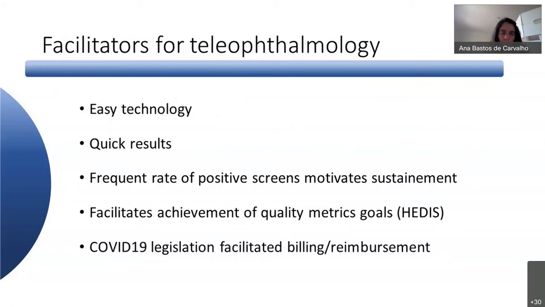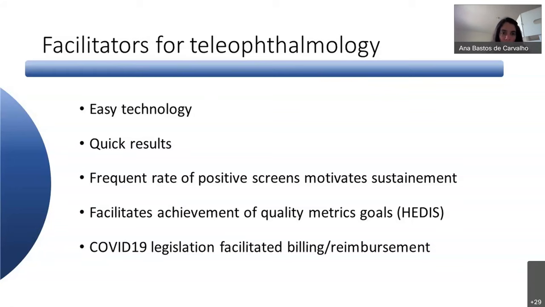Next slide, please. But we do have some facilitators too that have made it somewhat easy for providers and for clinics to be interested in enrolling in our trials and in general for clinics to adopt this technology. It is a relatively easy technology to learn. The cameras are fairly easy to use. The results are very quick. You can have the results from the reports anywhere from 1 day to 1 week. And there's a frequent rate of positive screens. Up to 20% of our images actually show disease that otherwise wouldn't be detected, and that motivates providers and clinics to be interested in continuing this technology and in collaborating with us in clinical trials and in trials of implementation.